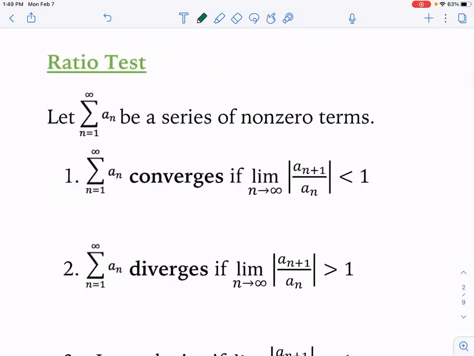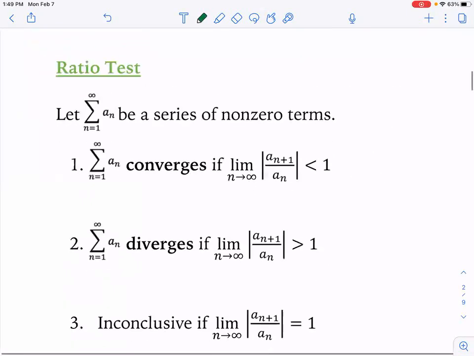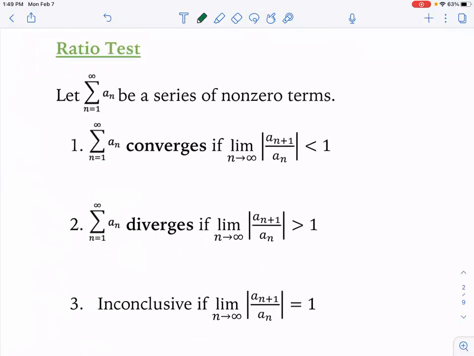Honestly, the ratio test could be my favorite. Notice how this one doesn't always give us an answer.